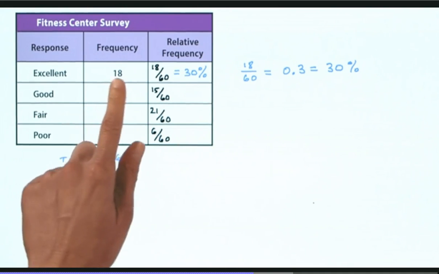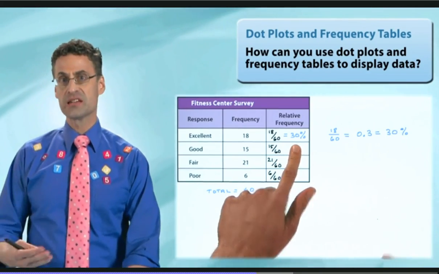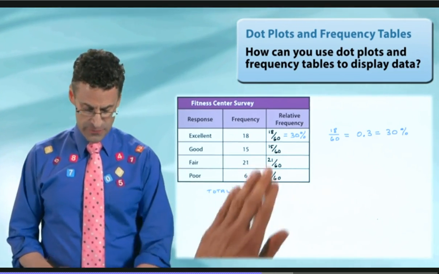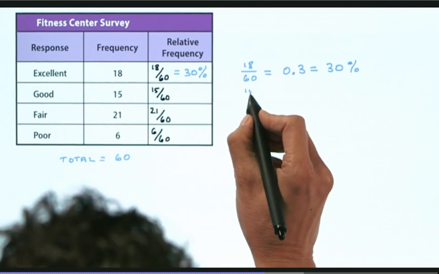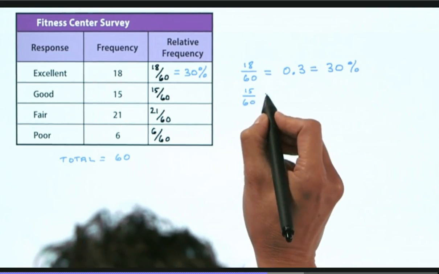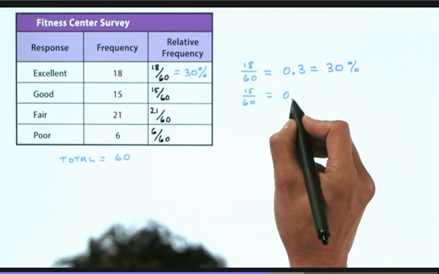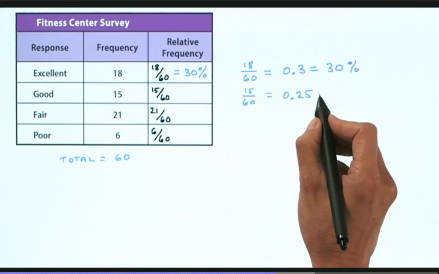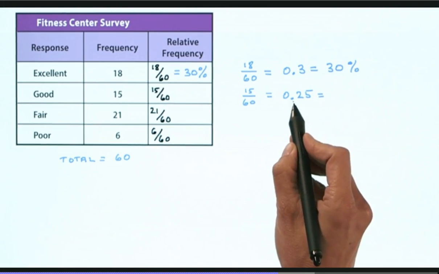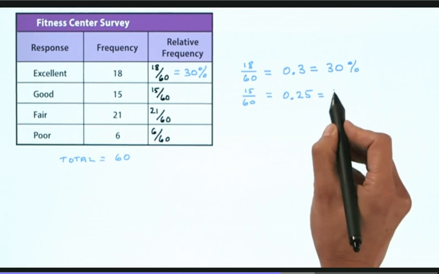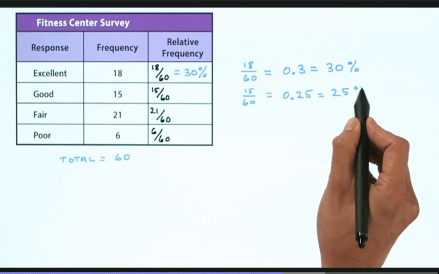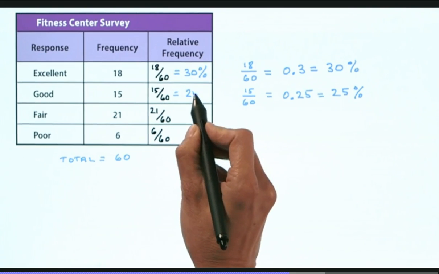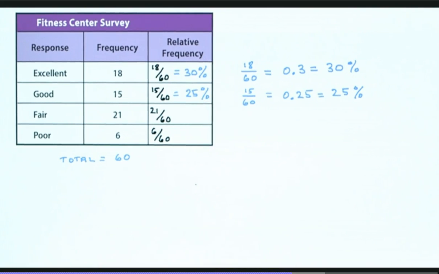Now that actually has more meaning than just 18 people, because that means 30% of all those who filled out the survey rated the fitness center as excellent. If we try the good, that would be taking 15 and dividing it by 60 and writing that as a decimal. And if we were to divide that, we would get 25 hundredths, which if we write that as a percentage, again, take the decimal point, move it 2 places to the right, and then write the percent symbol, 25%. And so we see 25%. And you can compute this all the way down the road here.